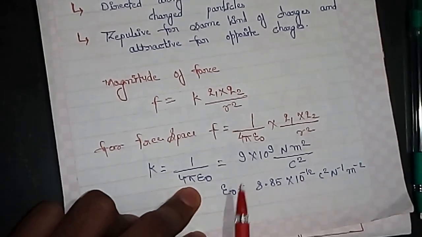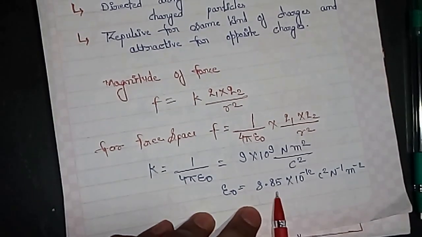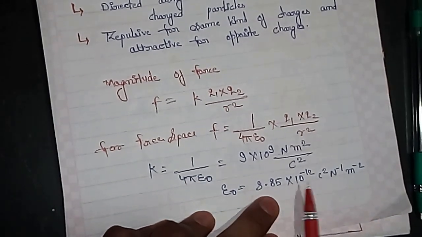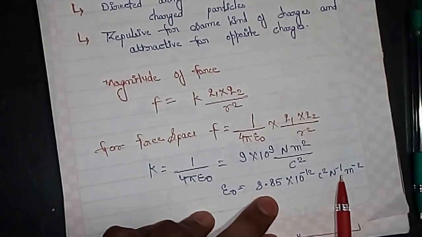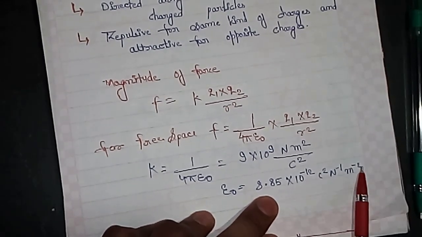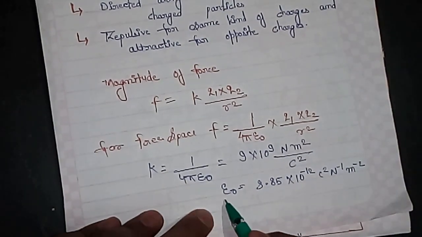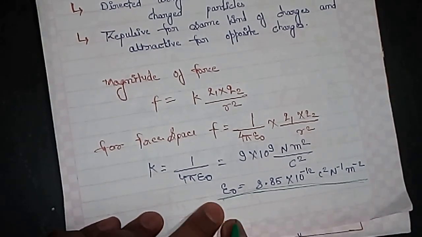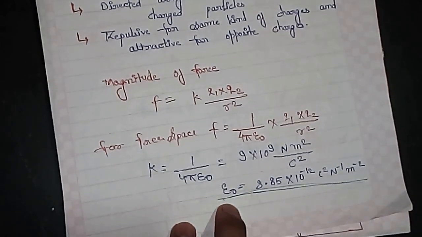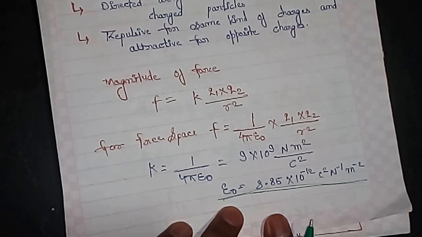And the value of epsilon naught is 8.85 into 10 to the power minus 12 Coulomb square per Newton meter square. Epsilon naught is nothing but the permittivity of free space.